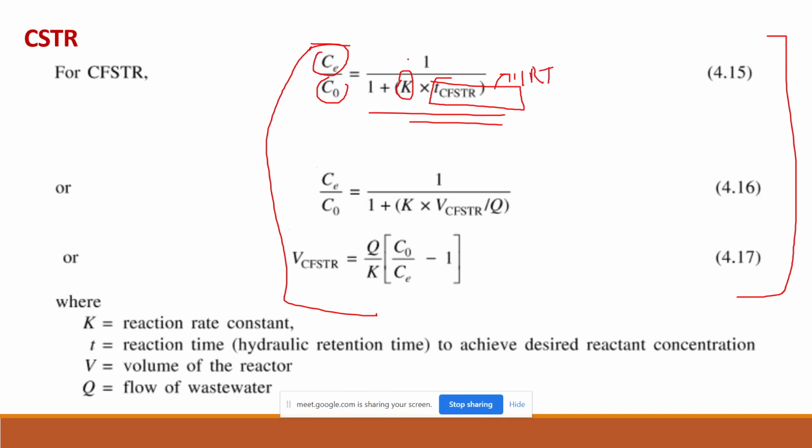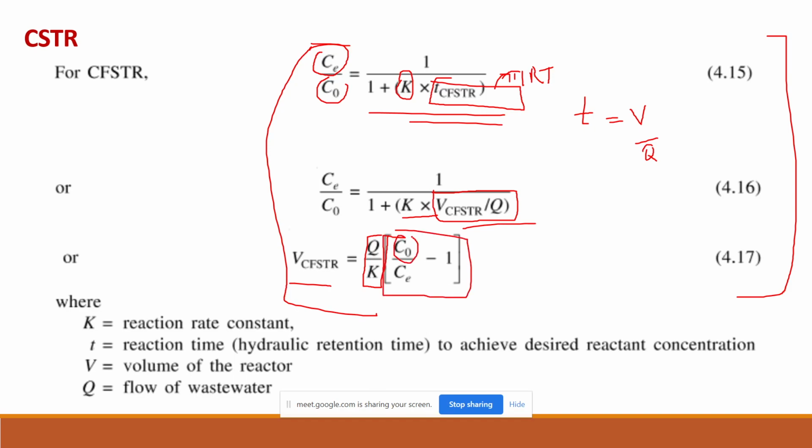Fine. So when you convert this hydraulic retention time, we know hydraulic retention time is volume by flow rate, right? So you replace this by volume by flow rate, what you will get is Ce by C naught is 1 by 1 plus K into V by Q. So you replaced the hydraulic retention time by volume of CFSTR divided by the flow rate of the wastewater. When you solve this, you will get that volume is equal to flow rate by the reaction rate constant into C naught by Ce minus 1.